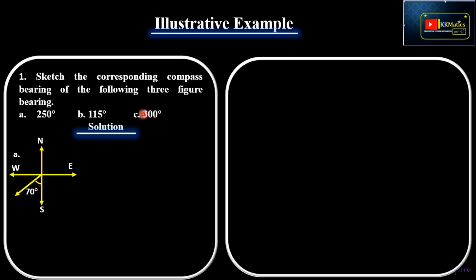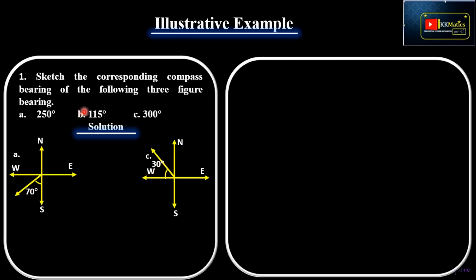Now, let's consider C, which is 300 degrees. We know that 300 degrees lies in the fourth quadrant, which lies between north and west. That gives us north 30 degrees west. To find this 30 degrees, we know that 300 degrees is greater than 270 degrees, so we subtract 270 degrees from 300 degrees, and it gives us 30 degrees. So that gives us the angle north 30 degrees west.